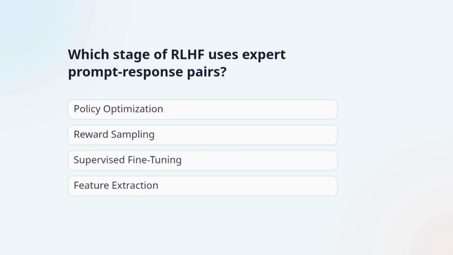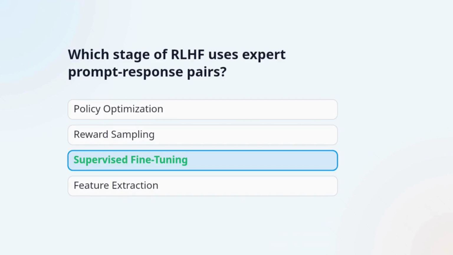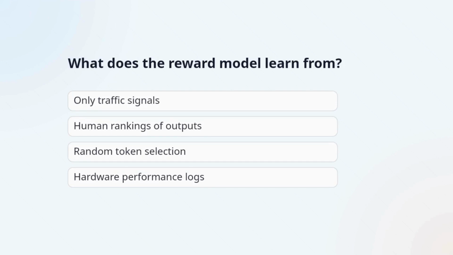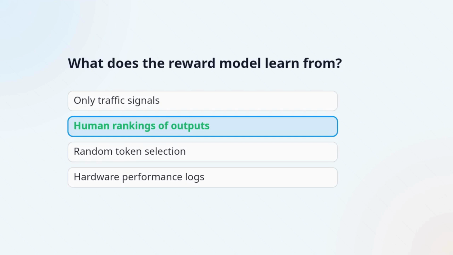Question 2. Which stage of RLHF uses expert prompt response pairs? The correct answer is supervised fine-tuning. Supervised fine-tuning uses human-created examples to teach the model how to respond properly. Question 3. What does the reward model learn from? The correct answer is human rankings of outputs. The reward model is trained using human comparisons or rankings of model responses.